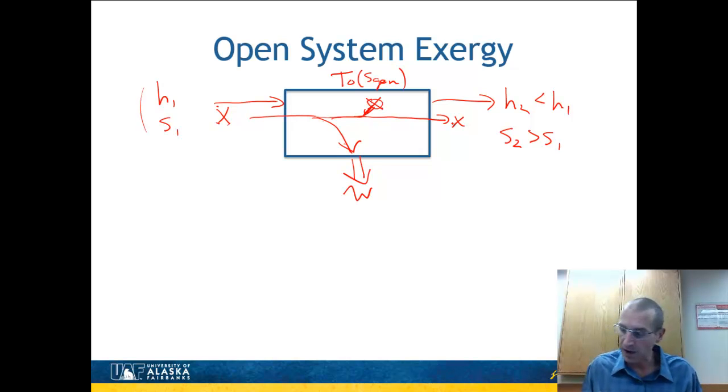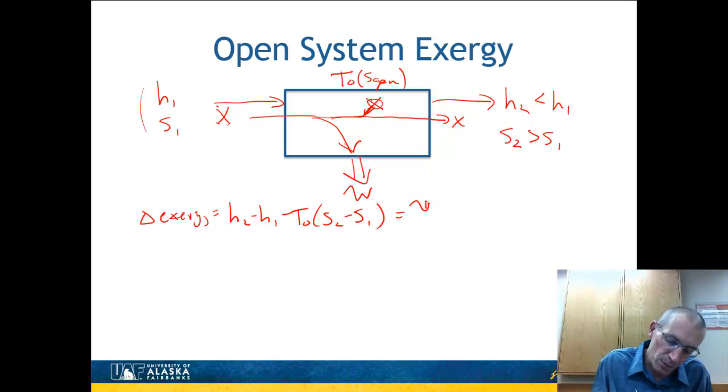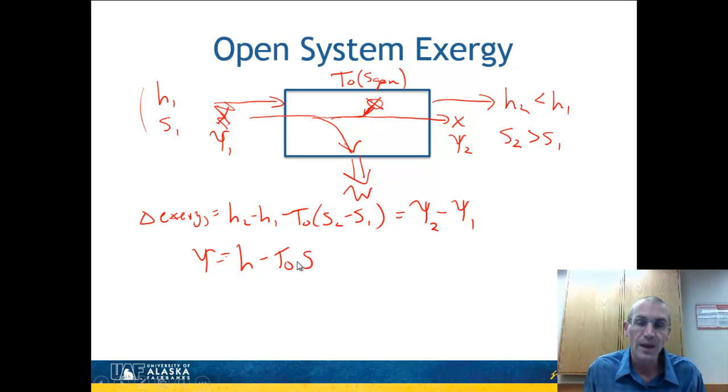And so we could write an exergy balance and realize that our change in exergy is equal to H2 minus H1, because that's the amount of work, minus T naught times S2 minus S1, which is the entropy that is generated. This right here is the change in exergy, and the symbol that the book uses is phi. So it should be phi 2 minus phi 1. Instead of using x for open systems, the book uses the symbol phi. So there's phi 1, and over here would be phi 2, the change in exergy. And we can think of exergy, for an open system, as simply defined as H minus T naught S.